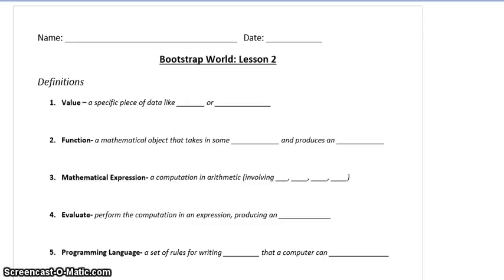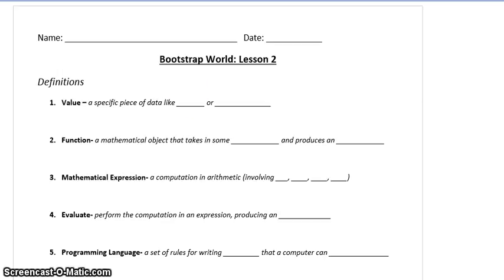In this video, we'll be taking a look at Bootstrap World Lesson 2, but only pages 1 through 2 in this video. If you're looking for part 2, you should be seeking out the second video posted for Lesson 2. So, in our Lesson 2 packet, let's take a look at our first 5 definitions.